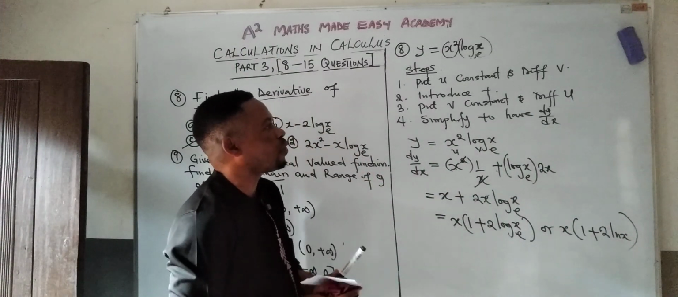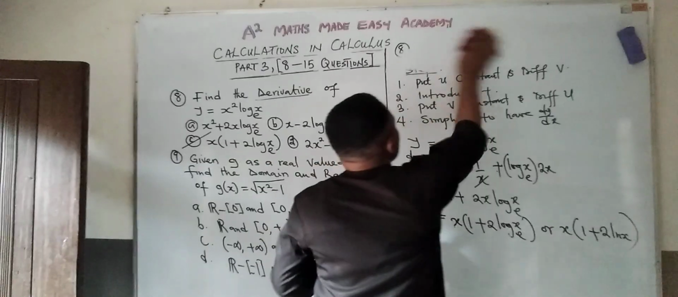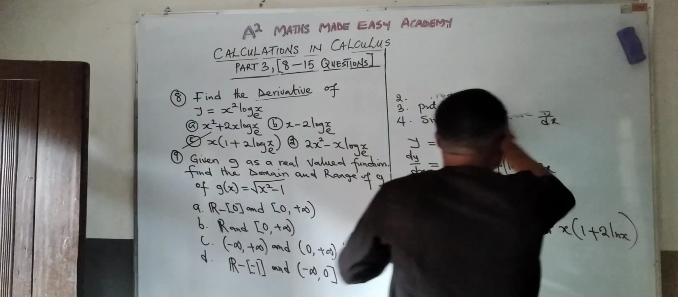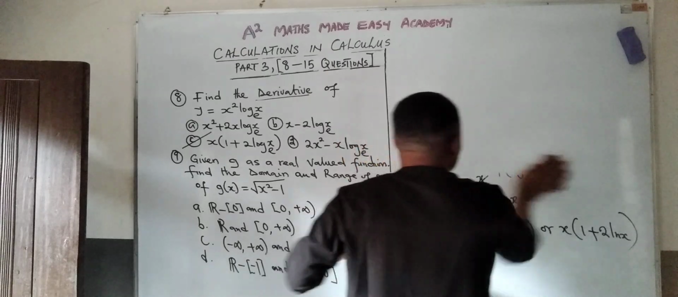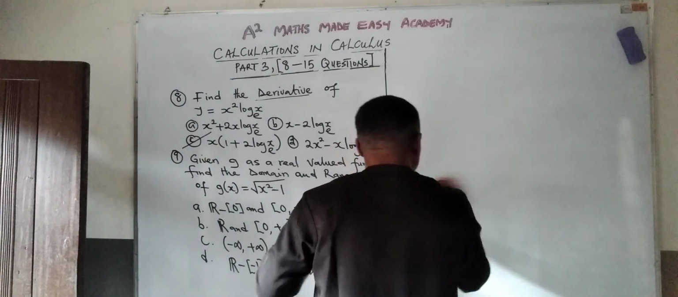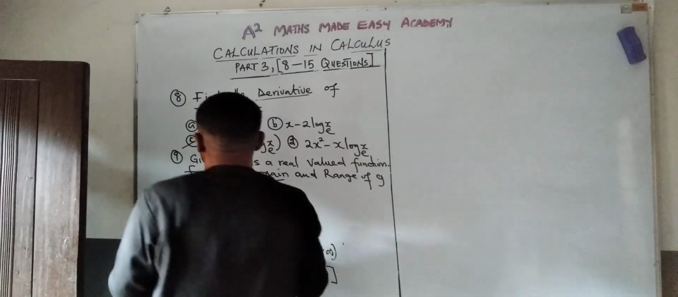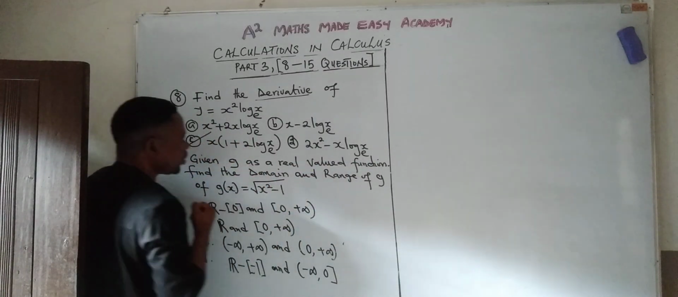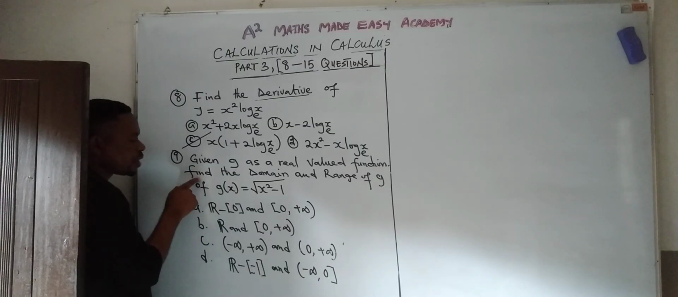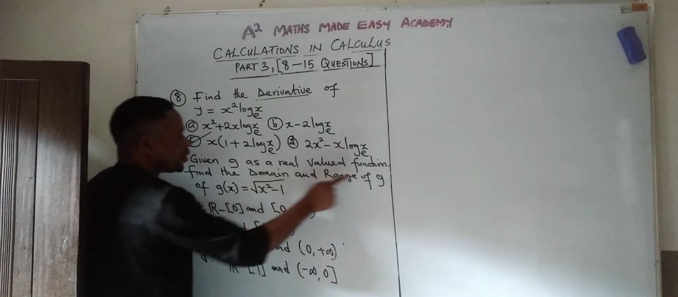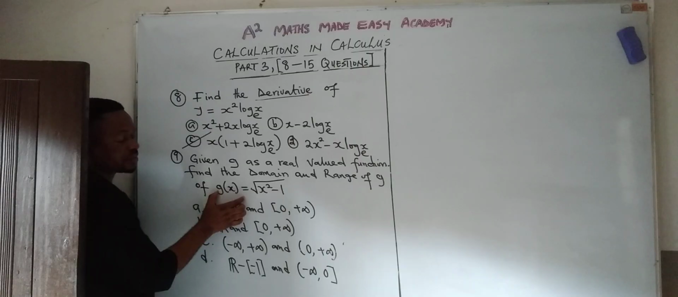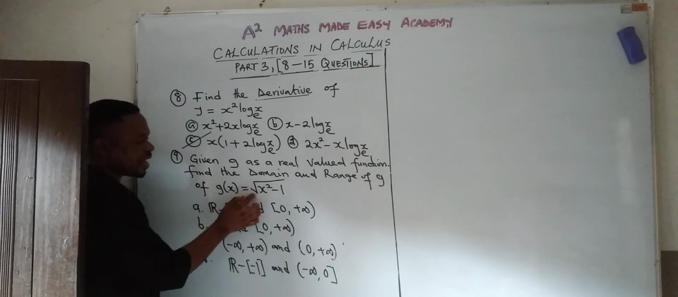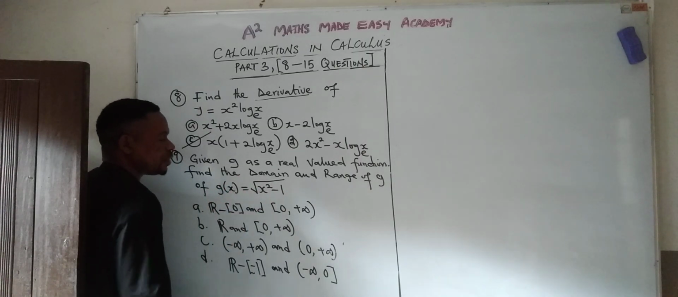Now this is what we call a shortcut. Permit me now to go to question number 9. Now let us observe question number 9. Look at the question. The question says, given g as a real valued function, find the domain and range of g of x. And g of x is given as square root of x squared minus 1.